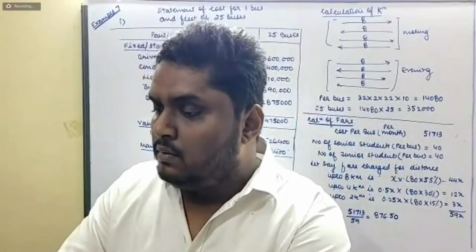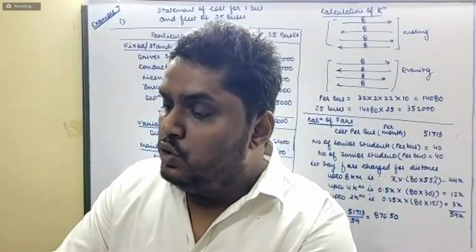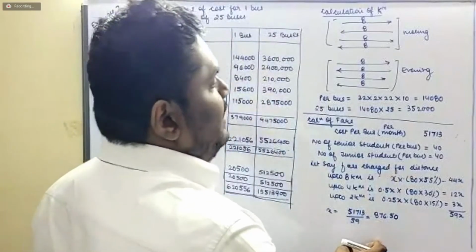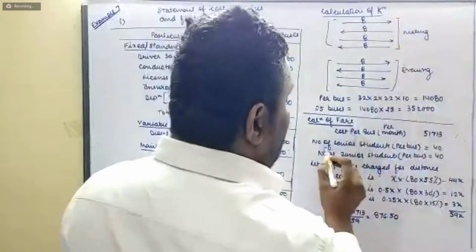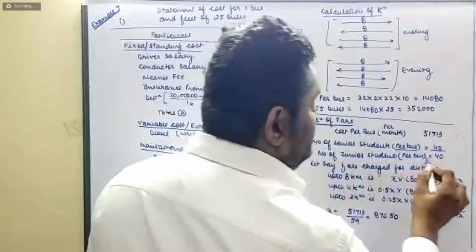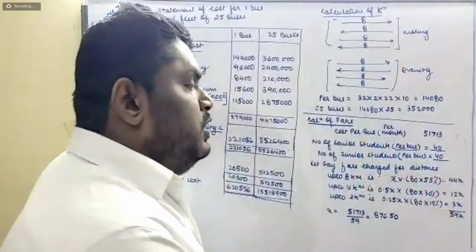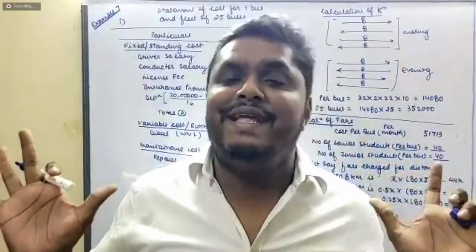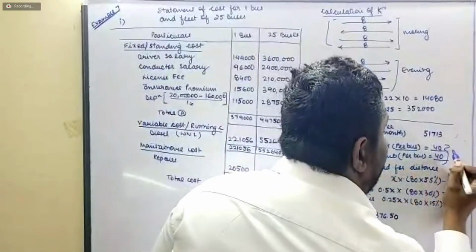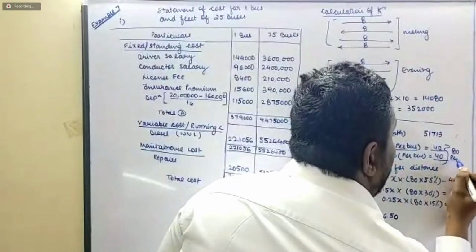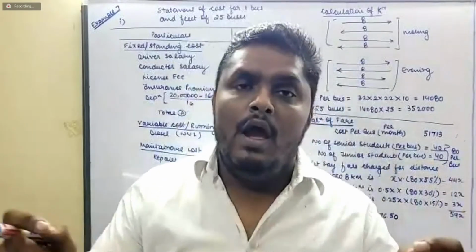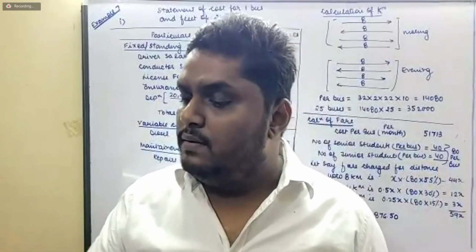Jyoti Jha here asks: when talking about 80 students, how come I got 80 students? The number of senior students per bus is how much? 40. The number of junior students per bus is how much? 40. So in aggregate, a bus is catering 80 number of students. So total students are how much? 80 per bus.